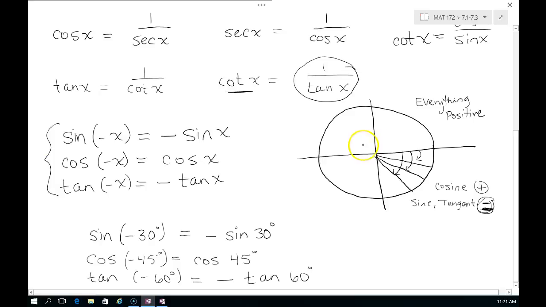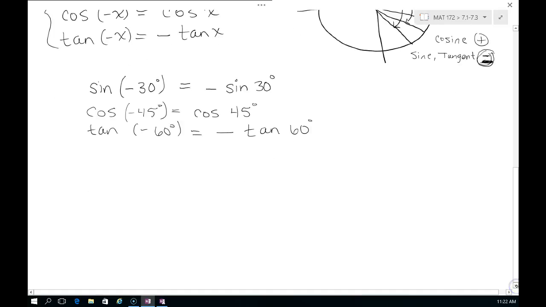And the same thing would be true between quadrant 2 and quadrant 3. We would just be working with larger angles. We would be working with angles between 90 and 270 is all, and negative 90 and negative 270. So with sine and tangent, the negative pretty much comes out front. With cosine, it just pretty much cancels. So those are our negative angle identities.